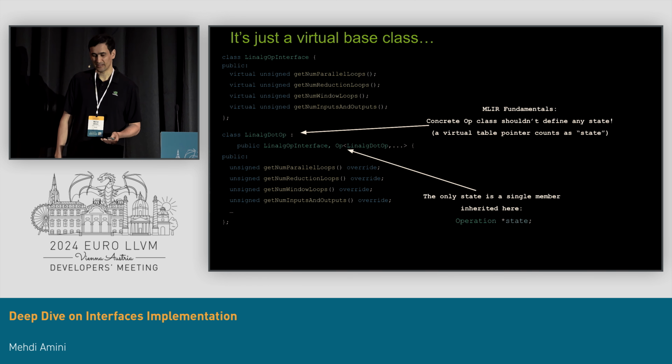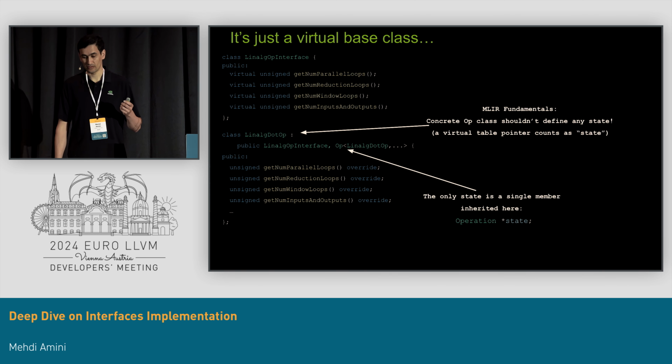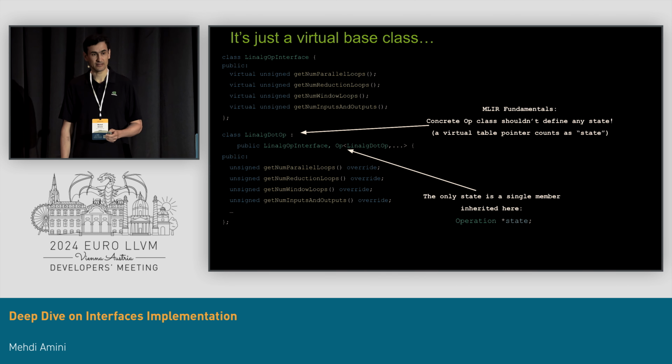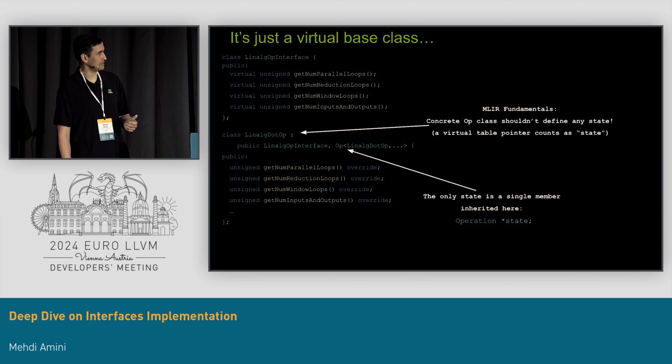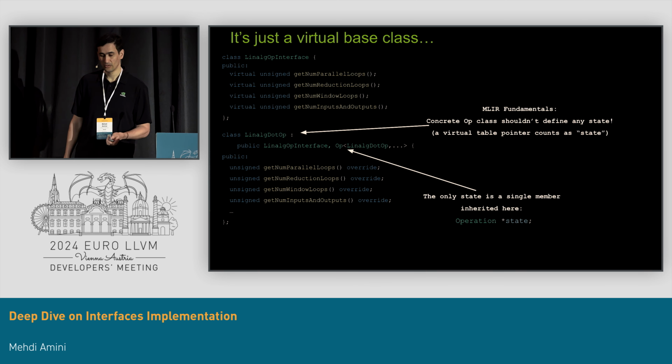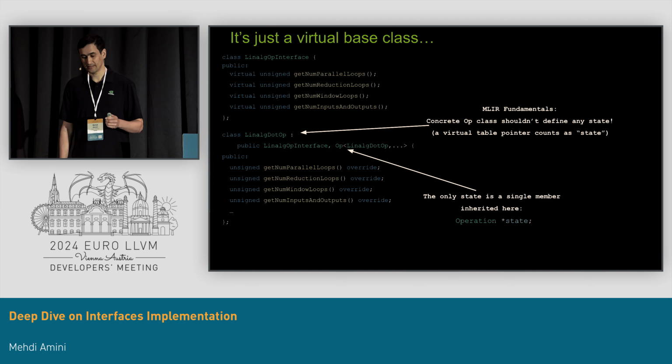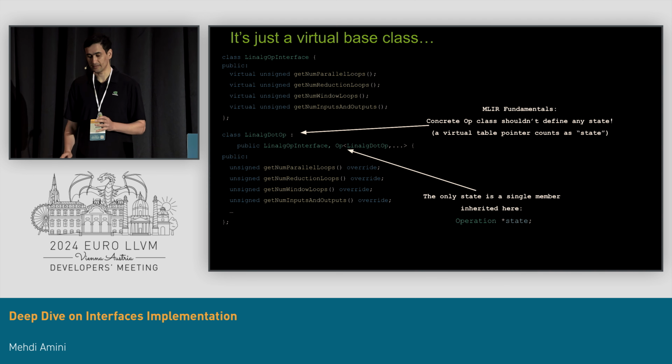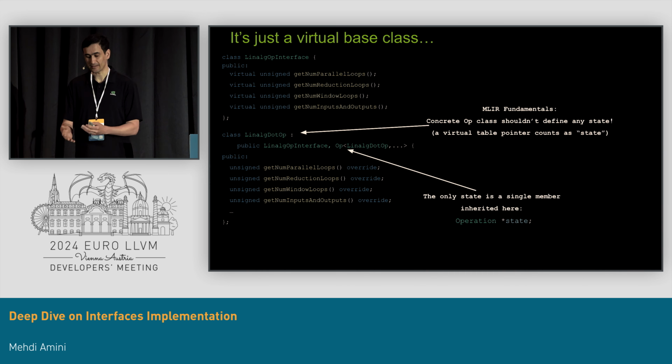So one of the fundamentals in MLIR, and that comes from the slicing problem, is that the concrete operation cannot have any state, right? We added, since then, a static assert because many people fell into this trap of trying to add members to the concrete op. The only state is inherited for those concrete ops. It's a single pointer to the opaque operation. All the behavior that the concrete op adds is through access to this pointer.